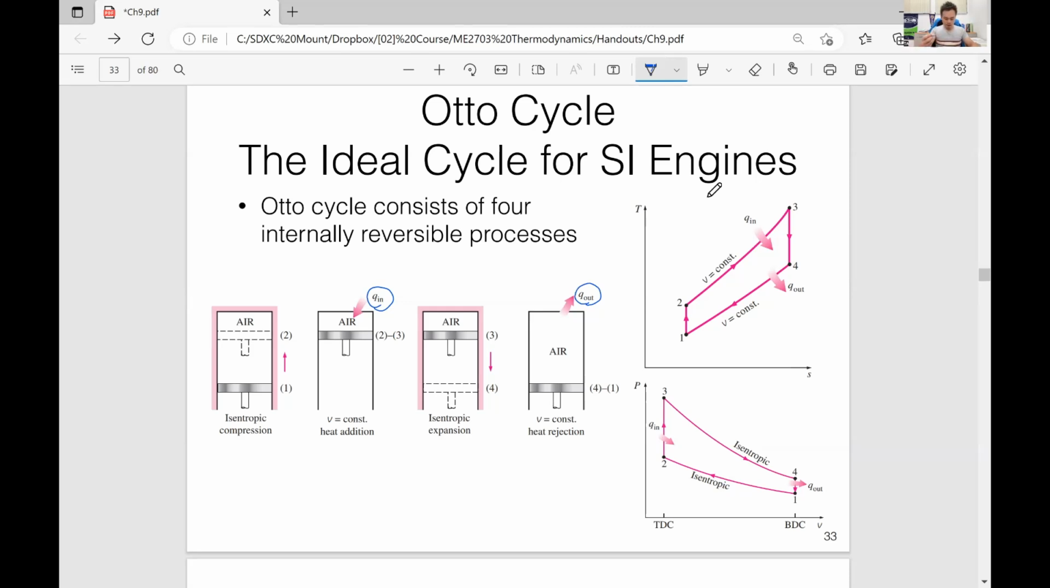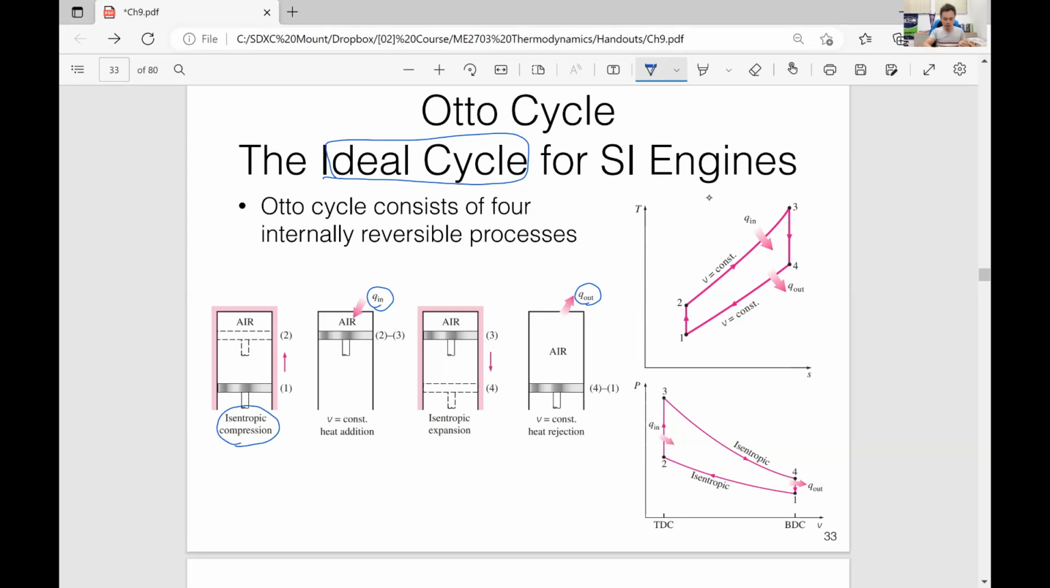First is the compression process. This compression process is adiabatic and reversible. Don't forget, an ideal cycle is internally reversible, so all these four processes are internally reversible. For this compression process, because we make the cylinder adiabatic, reversible and adiabatic makes this process isentropic. So this is an isentropic compression.